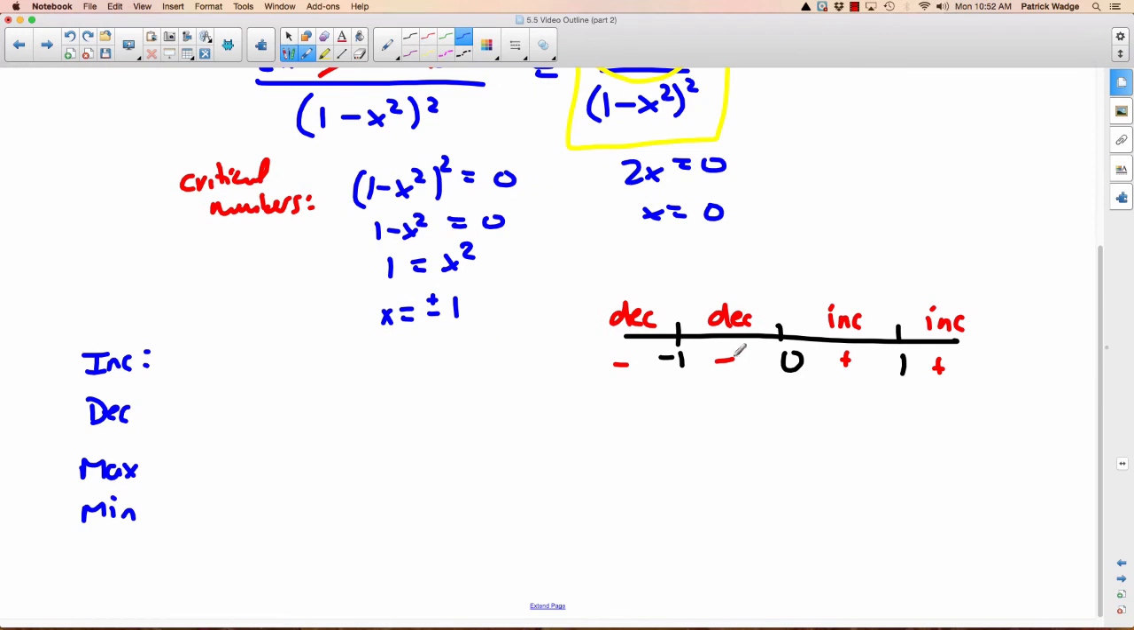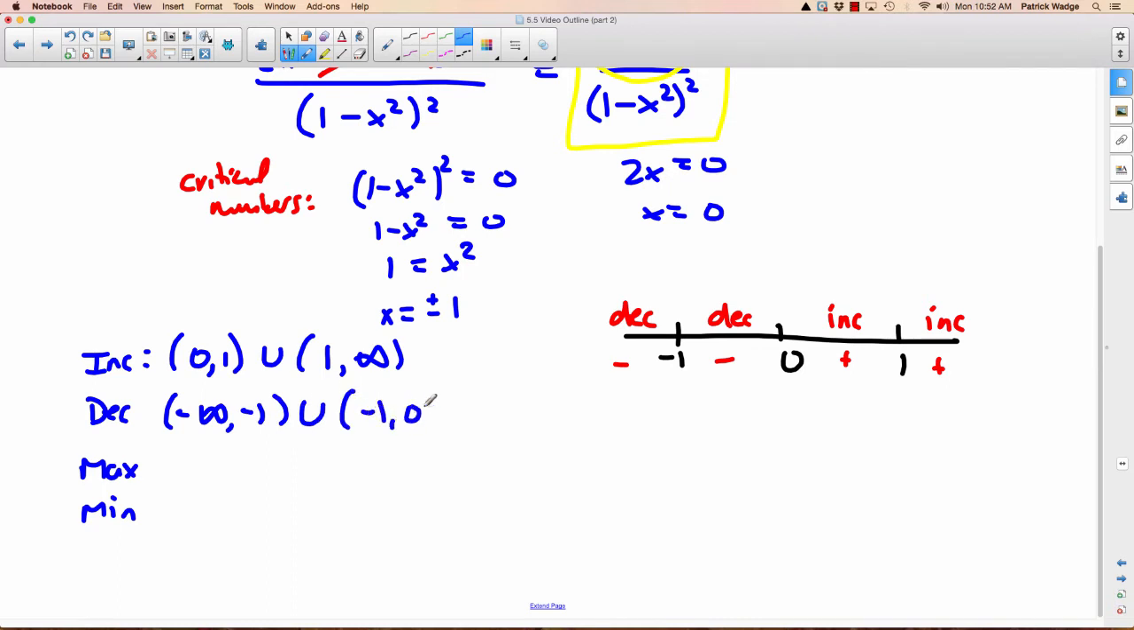Okay, so we can put a whole bunch of information here. For increasing, the intervals of increase are from 0 to 1 and from 1 to infinity. For decrease, it's from negative infinity to negative 1, as well as from negative 1 to 0. Maximum, minimum. Okay, there has to be a change here. Decrease, decrease. Nope, nothing there. Decrease, increase. That is a minimum. And then increase, increase, nothing there. So we have a minimum at 0 and a maximum, none.